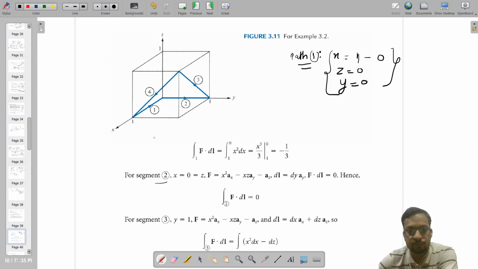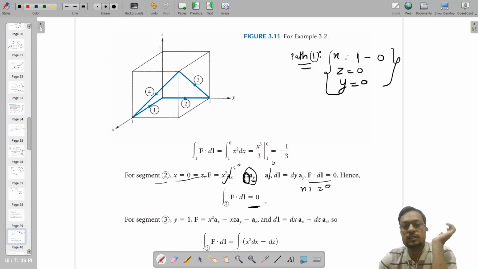Now for segment 2. The y varies from 0 to 1, and here in segment 2, z equal to 0 and x equal to 0. So x and z components are 0, only the y component is varying. However, we can see that this is 0 and this is 0. But the ay component, that is when y is varying in the direction, does not contain any terms of y, and also x and z are 0. Therefore, f dot dl is equal to 0 for segment 2.